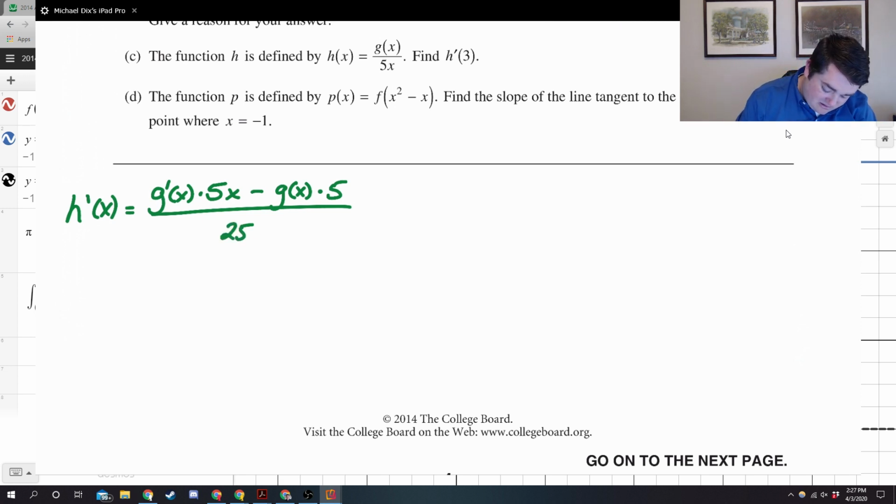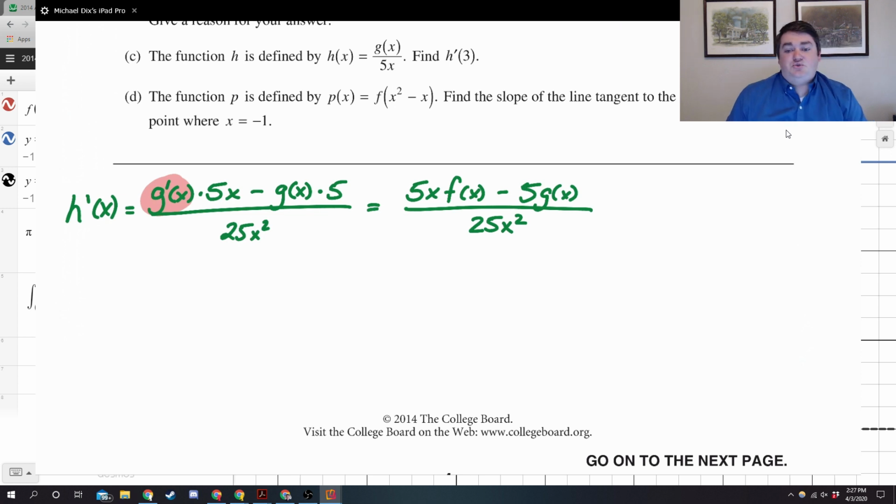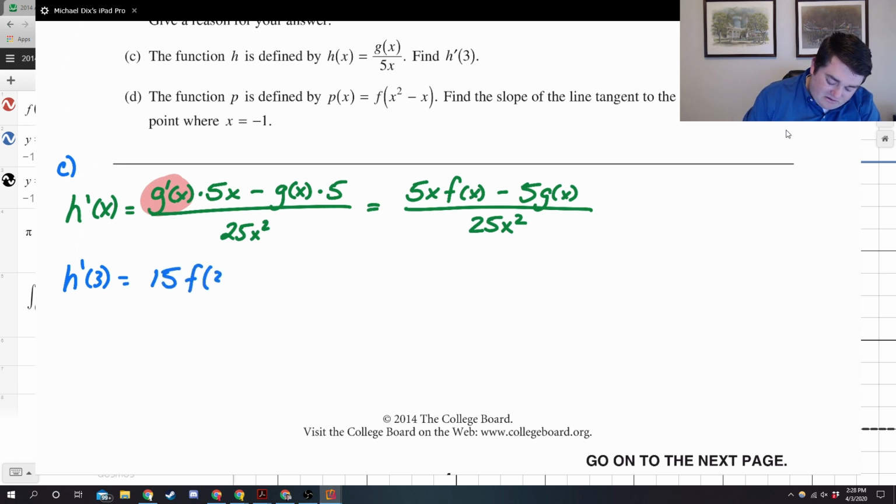5x times 5x is 25x squared. The only change that I would make here is I would make this substitution, g prime of x we know is f of x. So I'm going to say this is equal to 5x f of x minus 5g of x over 25x squared. There's a 5 there that can be factored out, but I'm not particularly interested in that. H prime of 3, this is part C by the way, h prime of 3 then would be 15 f of 3 minus 5 g of 3 over 25 times 9.